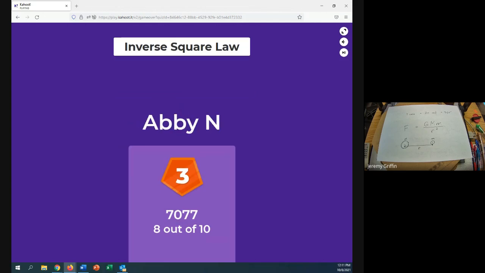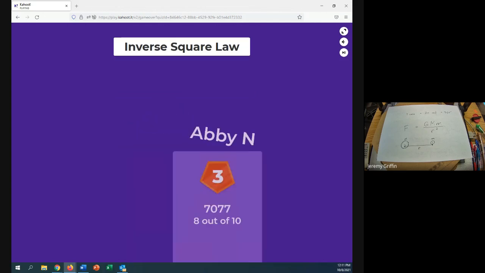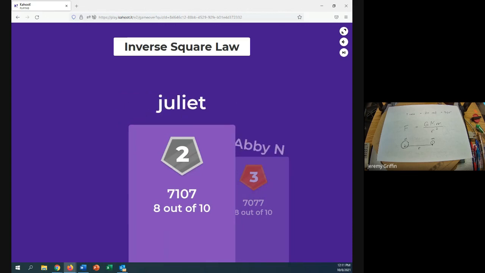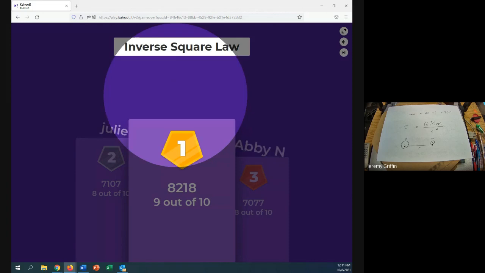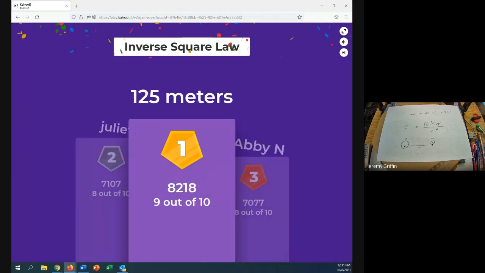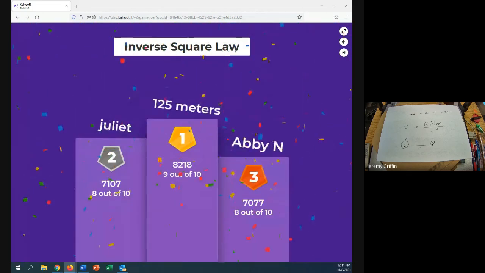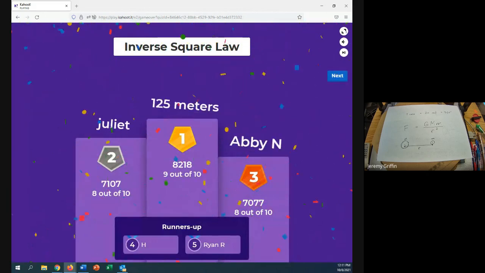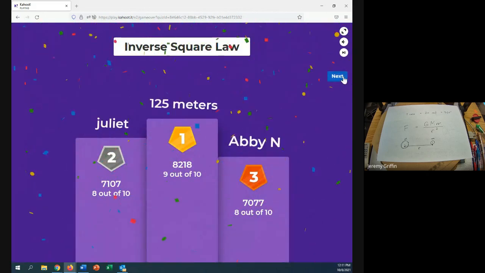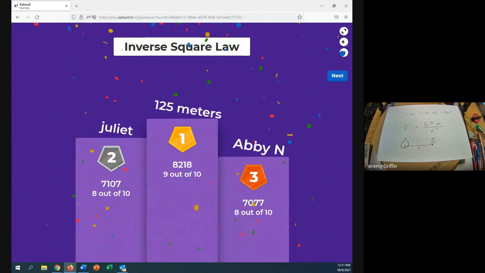With the bronze, Abby. With the silver, Juliet. And with the gold, 125 meters. We got H and Ryan round out the top 5. Hey, nice job, guys. Nice job. Good job, Brian.